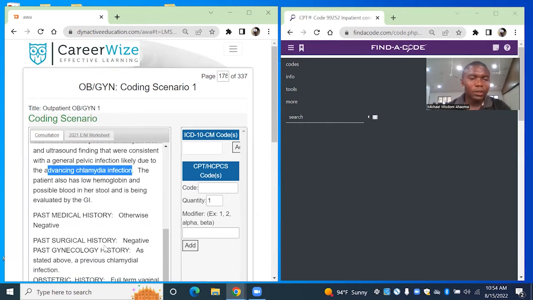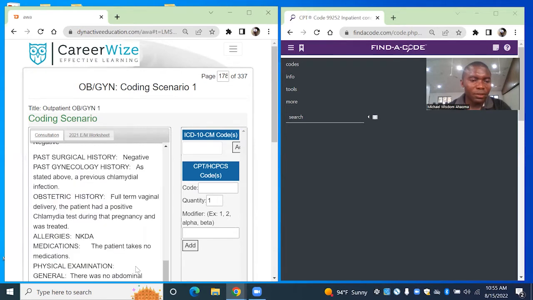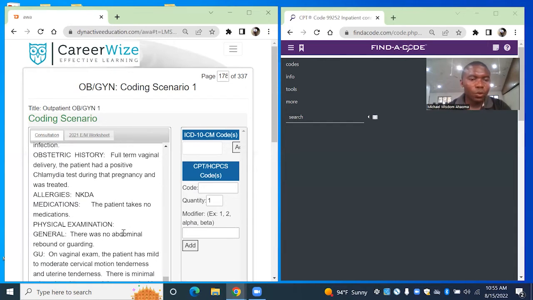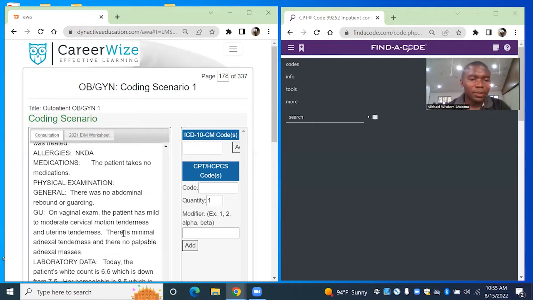Past medical history otherwise negative, past surgical history negative, past gynecology history as stated above, a previous chlamydia infection. Obstetric history: full-term vaginal delivery. The patient had a possible chlamydia test during the pregnancy and was treated. Allergies: no non-drug allergy. Medication: the patient takes no medication.